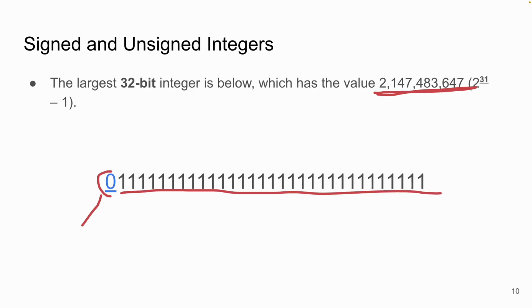That means that if you have this integer, it cannot store a value larger than the value here, because this is the largest value that this 32-bit signed integer can store.